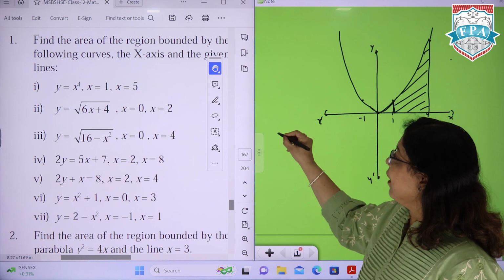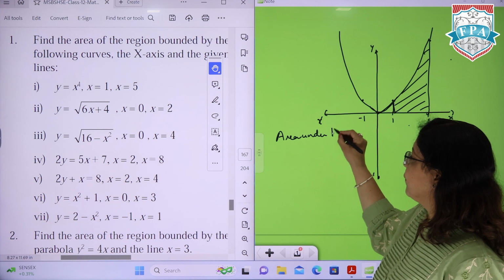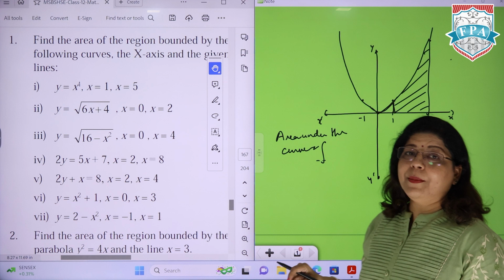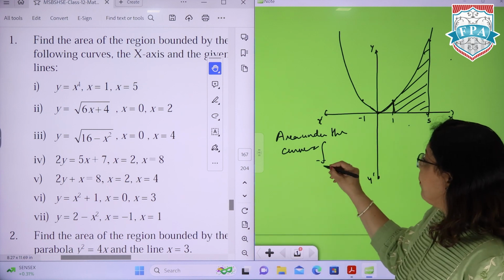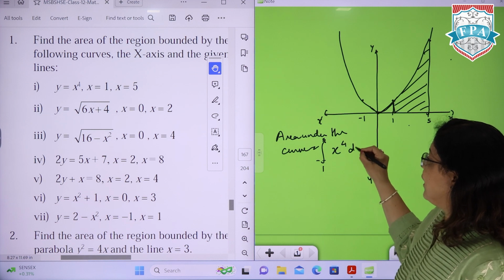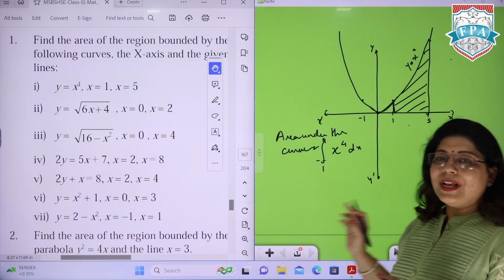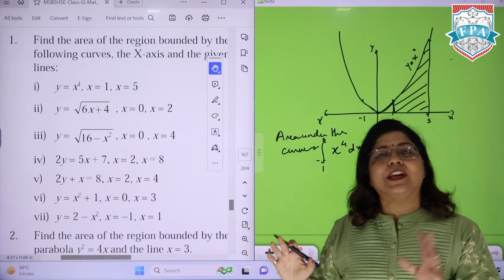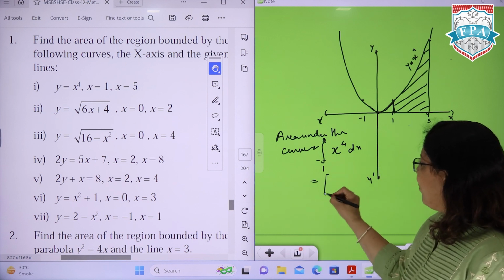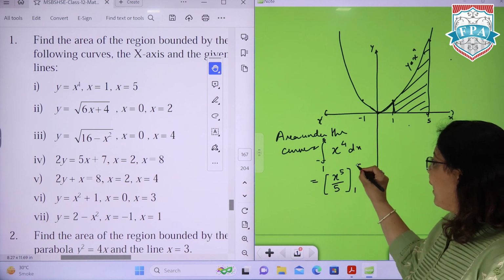And then area under the curve will be equal to integration. The lower limit of integration will be 1, upper limit will be 5, and we just put the formula of x to the power 4 dx because this is the curve. Y is equal to x to the power 4. So once we get this, then it is a simple definite integral problem. Put the values over here. That is coming as x to the power 5 by 5, with limits 1 and 5.